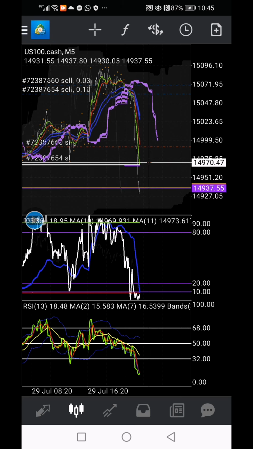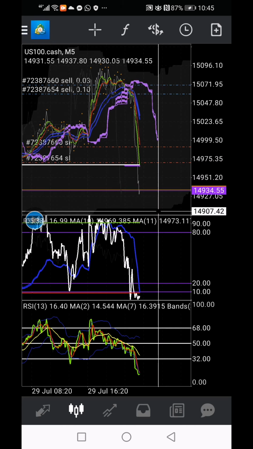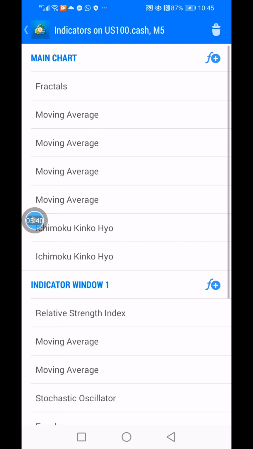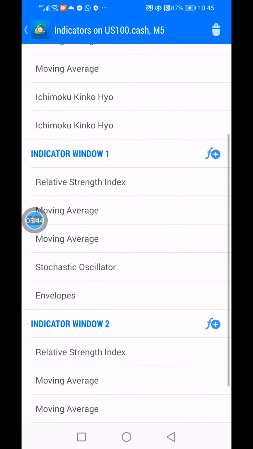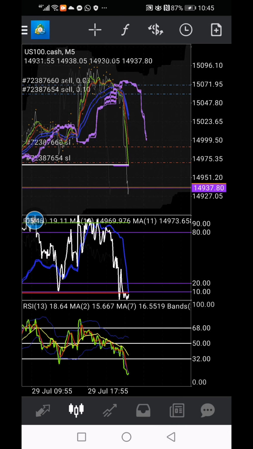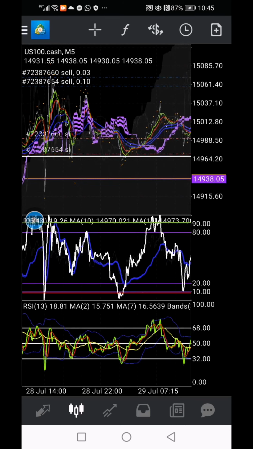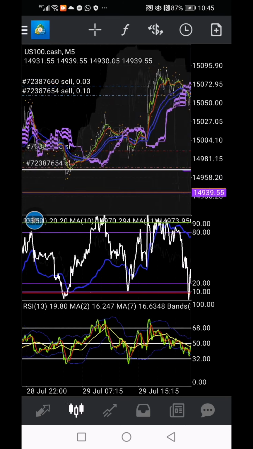It might come back to retest it, but it should go down. So this Ichimoku, I'm sorry, I'm not going to give the settings out for now. It's just for the paid version. So let's move on to your window one.